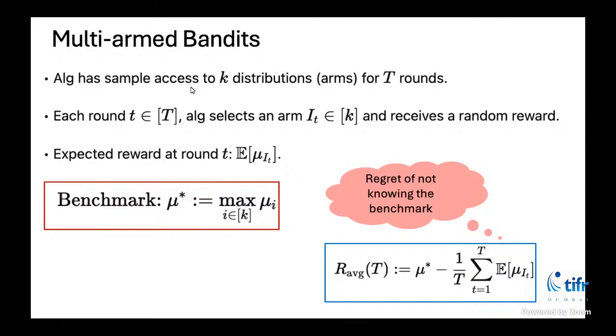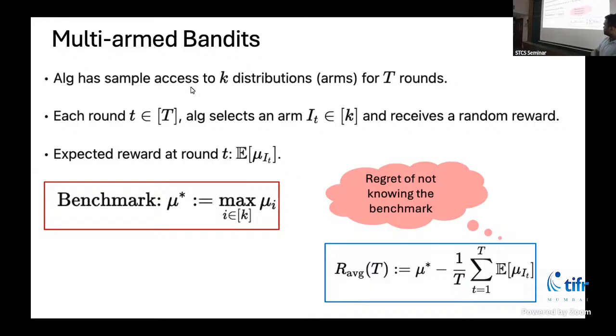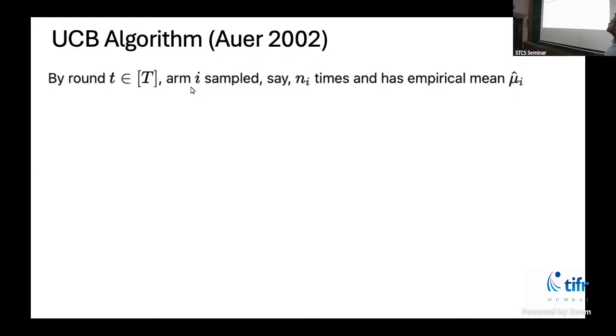Okay, so this is the metric that will be our focus, minimizing the regret. It is also called average regret because we are taking the average expected reward. All right, the classical algorithm which minimizes this regret is the so-called UCB, or upper confidence bound algorithm. It was developed about 20 years back. Say that by round T, a particular arm i is sampled Ni times and has empirical mean mu i hat. So you are collecting Ni samples from its distribution and computing the sample mean.